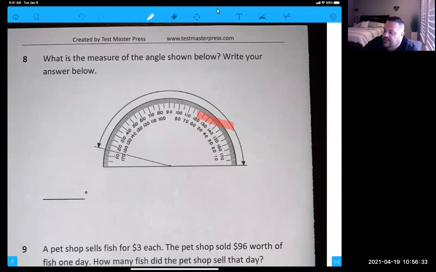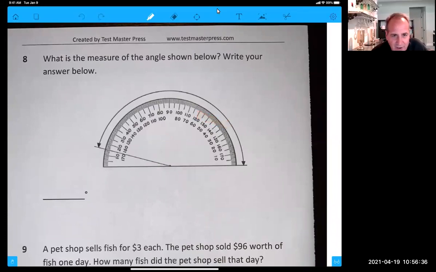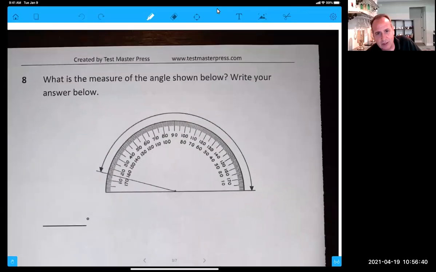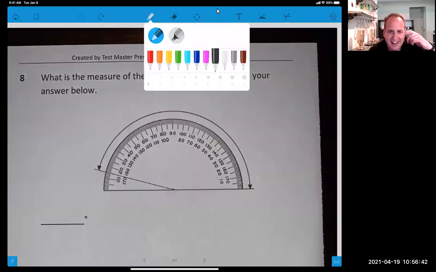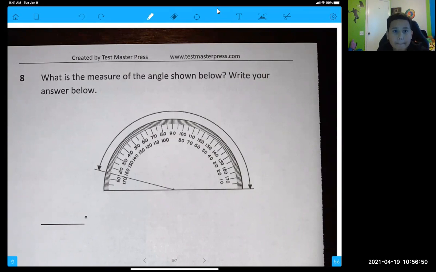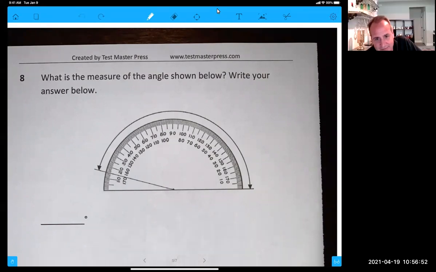Oh, Mr. Spina, this is all you, protractors. I didn't look at these ahead of time. What is the measure? Whoops, bad boy. I messed it all up. What is the measure of the angle shown below? You want the angle, right? Yes.